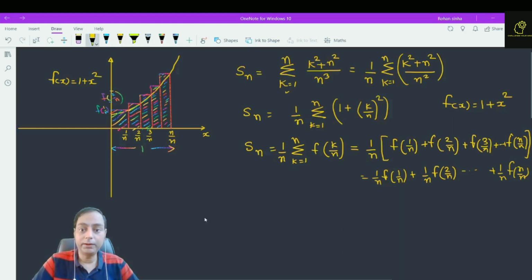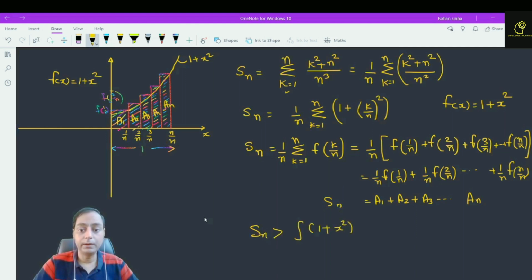Now what can we say? If this is a1, this is a2, this is a3, this is a4, and this is an, this is the sum of all the areas of the rectangles, a1 plus a2 plus a3 till an, and this is the graph of 1 plus x square. So a1 plus a2 plus a3 and so on is Sn. So what can we say? Sn is always greater than the integral of (1 plus x square) dx, with integration limit from 0 to 1. So Sn is greater than 1 plus 1 by 3, that is, 4 by 3. So Sn is always greater than 4 by 3.